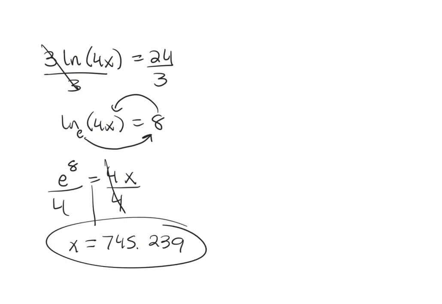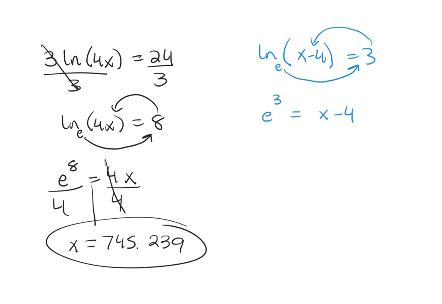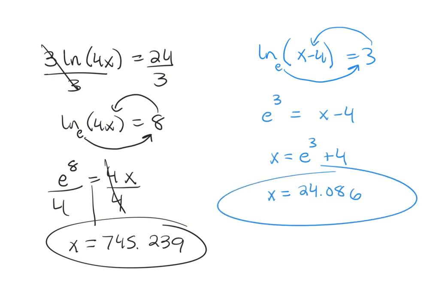And now the last example, natural log of the quantity x minus 4 equals 3. The log is already isolated, so convert it to its exponential form: e to the 3rd equals x minus 4. Now get x by itself, add 4 to the other side. So x equals e to the 3rd plus 4. Type that in, and you will get about 24.086. So there is your video on base e and natural logarithms. Good luck with the lesson.